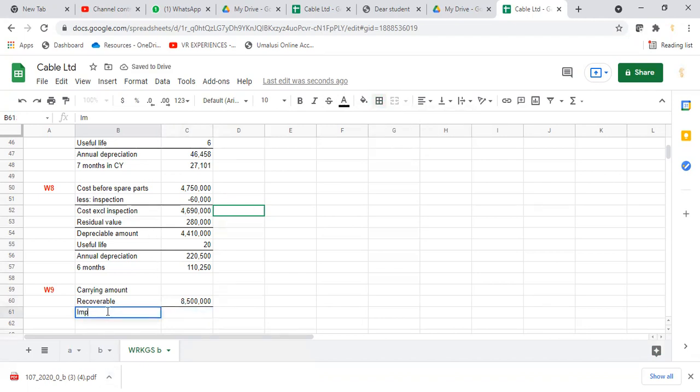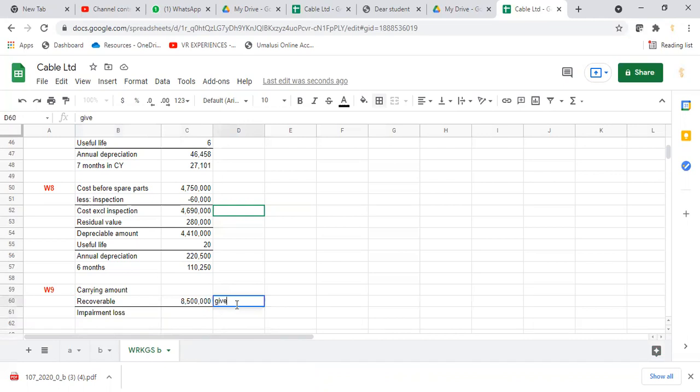And then we will have an impairment loss. When the carrying amount exceeds the recoverable amount, you will have an impairment loss. When the carrying amount is less than the recoverable amount, you won't have an impairment loss. Very important to take note.